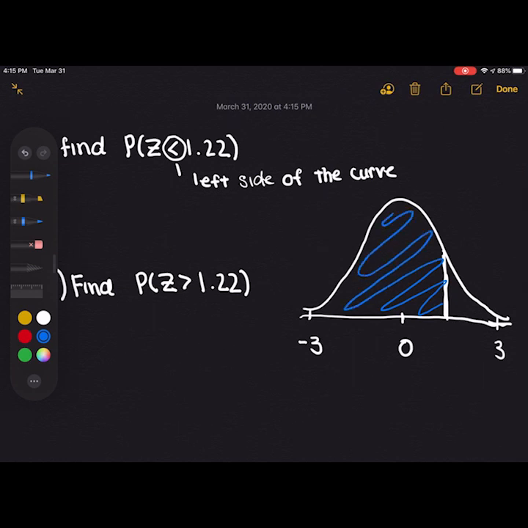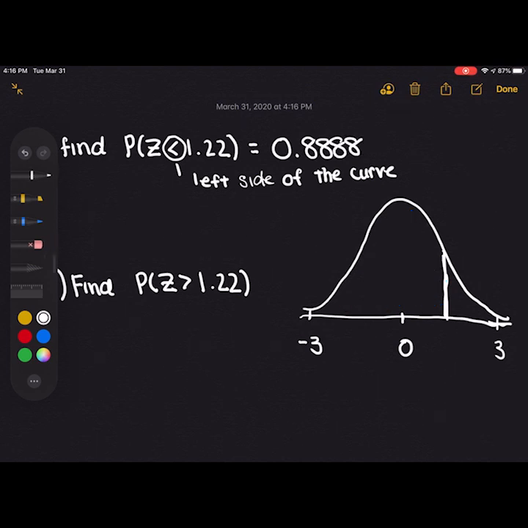When it's less than, it's always easy, because all you have to do is look at the z sheet, which I'm going to put in the description below, and go over to 1.22. If you do that correctly, then you should get 0.8888.